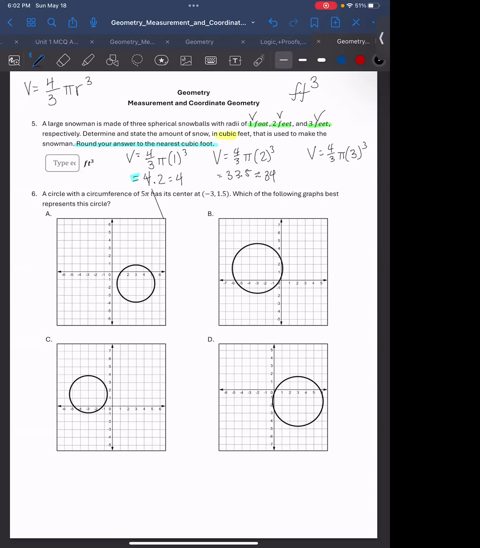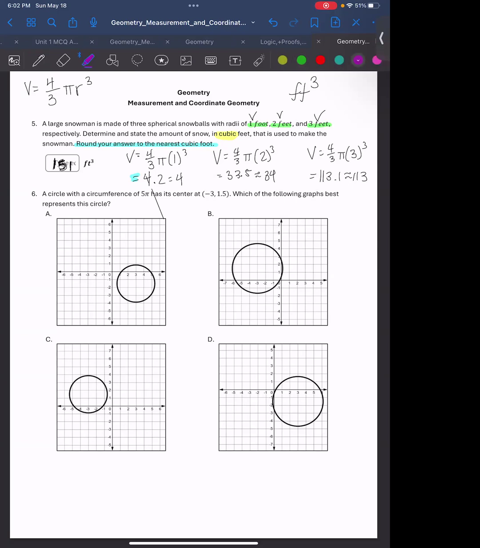And then the last one, what is 3 cubed? 27. 27 times the 4/3 times pi is about 113.1, or just 113. So now I do 113 plus 34 plus 4, and I get 151.